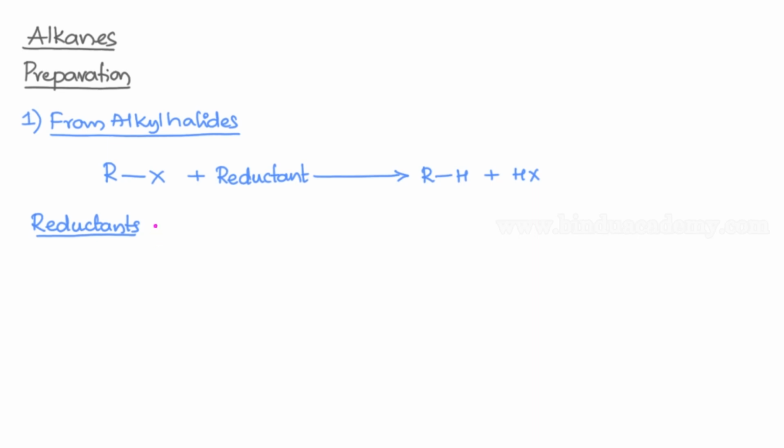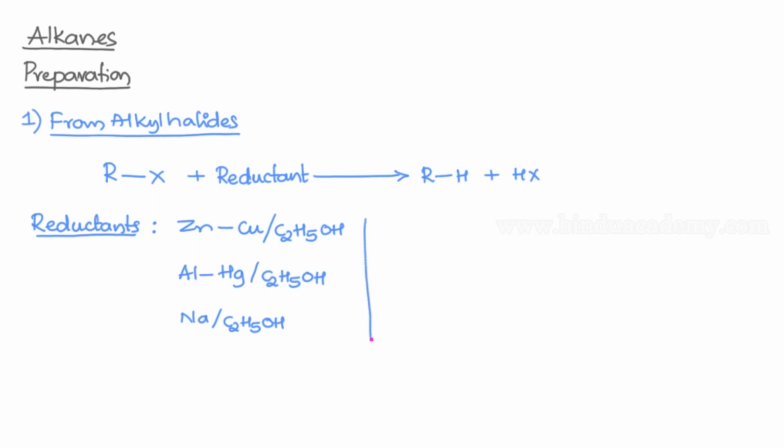Okay, so we can take some examples for the reductant, that is zinc coupled with the copper used in presence of C2H5OH. This is a reductant. Or else you can use aluminium mercury couple. Aluminium is coupled with the mercury in presence of C2H5OH, in presence of ethanol. Or you can use sodium metal in presence of ethanol, that is C2H5OH.